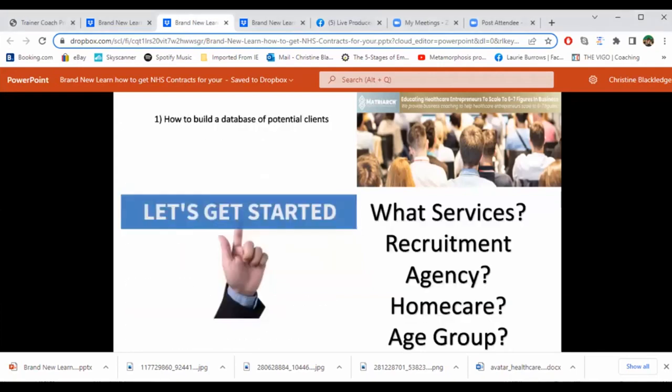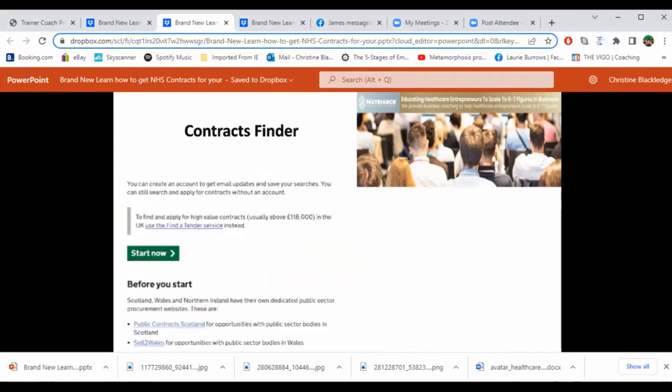So one way would be, for example, Contract Finder. Contract Finder is where you can find NHS and private sector organizations whereby there is contracts. So I'm just going to show you this Contract Finder. You can create an account. If you want to do this right now, whilst you're watching this video, you can do, because it's good practice for you to be able to do this.